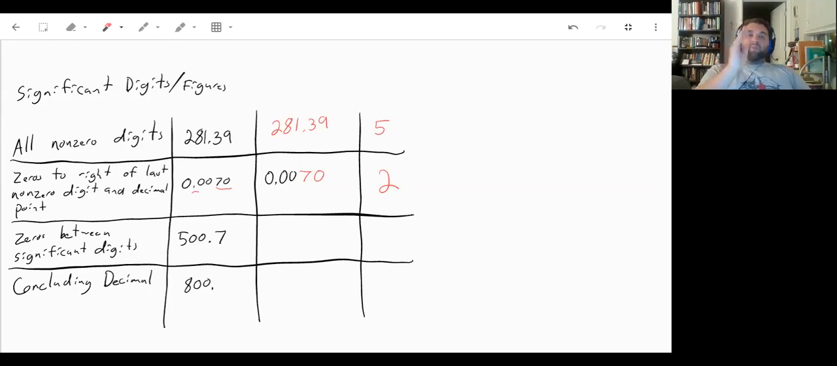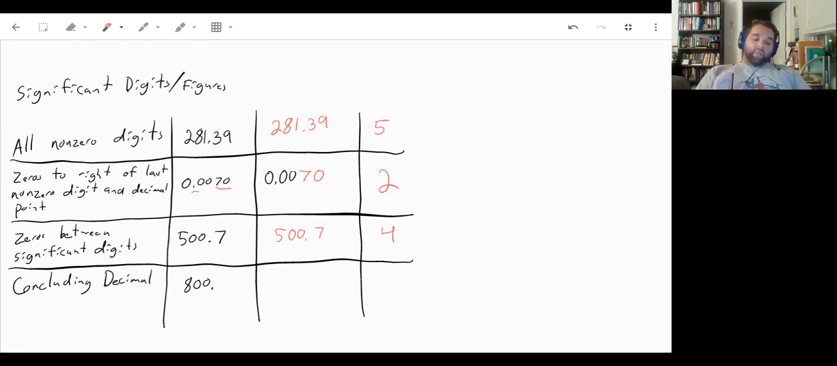Now, when we start with zeros, they are insignificant. But like in this next one, when we have zeros that are sandwiched between our significant digits, those become significant because they're sandwiched. So in this case, all 4 of those digits, the 5, the 2 zeros, and the 7, are all significant. So we'd have a total of 4 significant figures here.